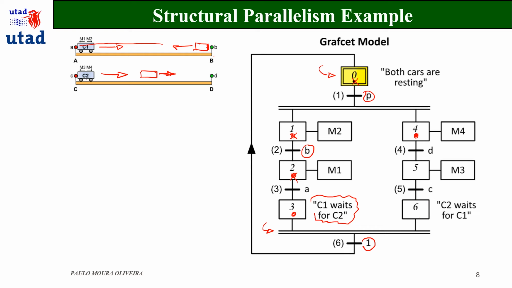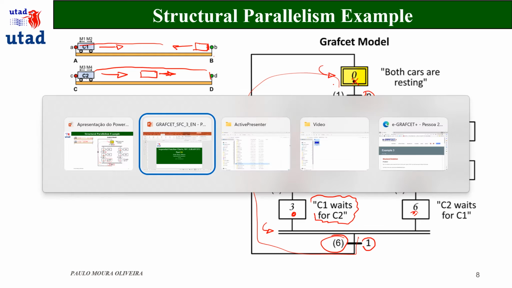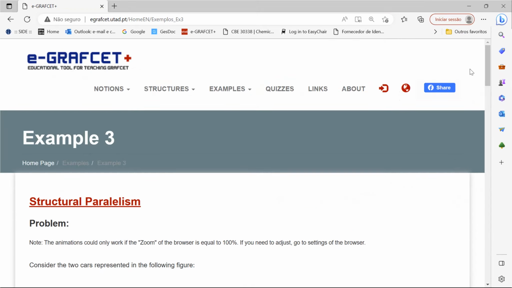Only when this reaches this point, this token passes to this step, and then it inverts the movement and it reaches this position. Then at this instant this transition 6 is cleared, and so we get step 0 activated at this point. I'm going to show you this simulation in e-GRAFCET class.